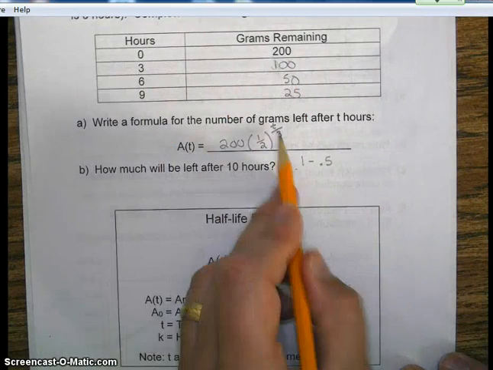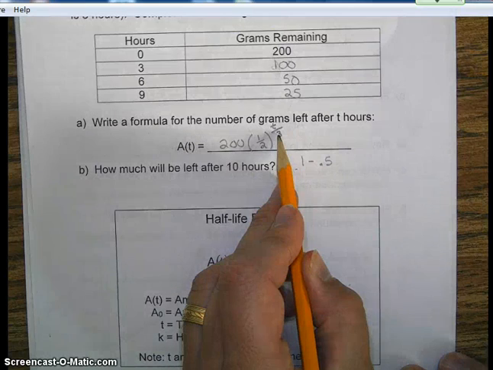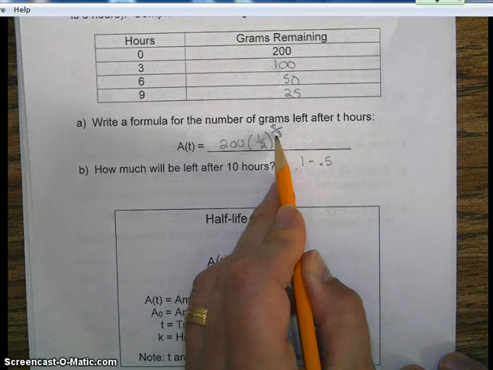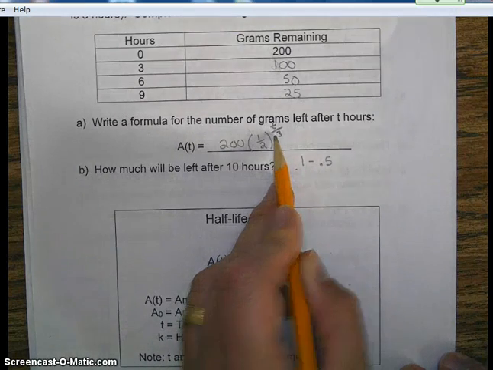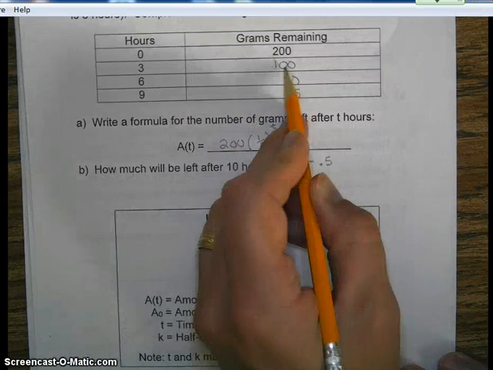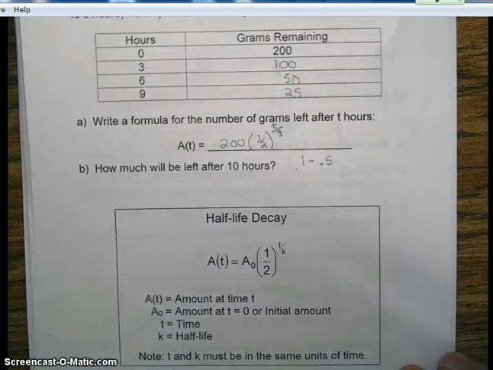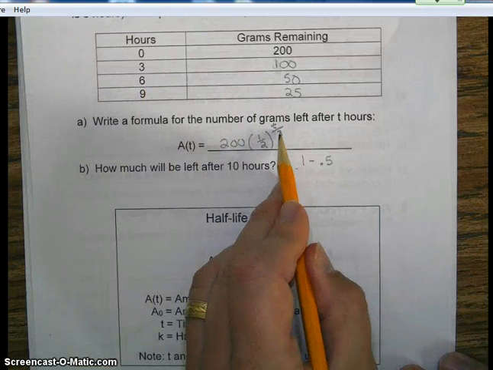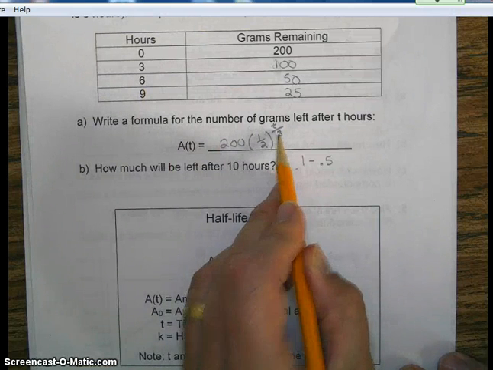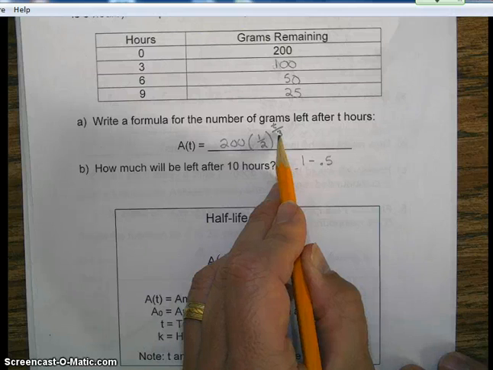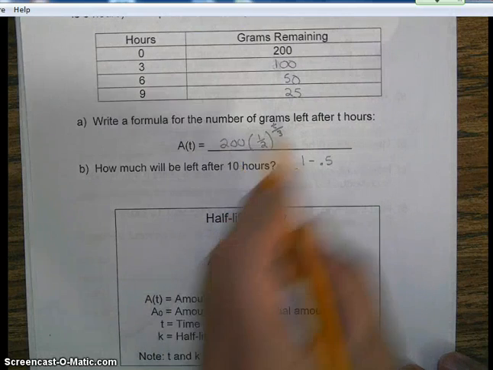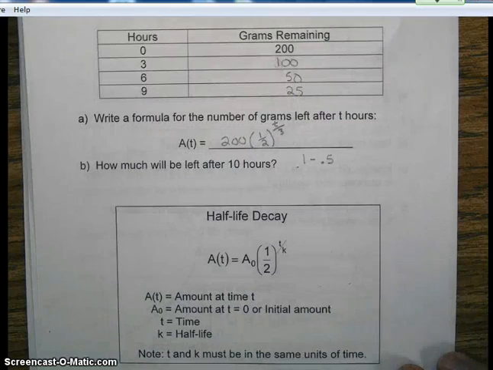Okay, plugging 3 in, 3 divided by 3 is 1. 1/2 to the first power is 1/2. 1/2 times 200 is 100. Plug 6 in, 6 divided by 3 is 2. 1/2 squared is 1/4. 1/4 of 200 is 50, and so on.